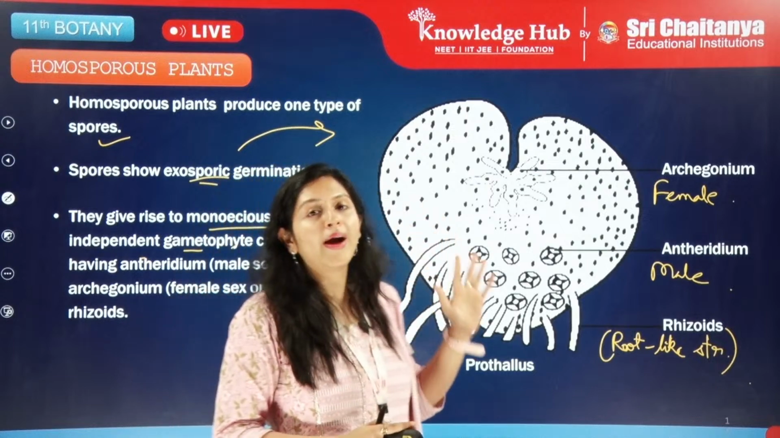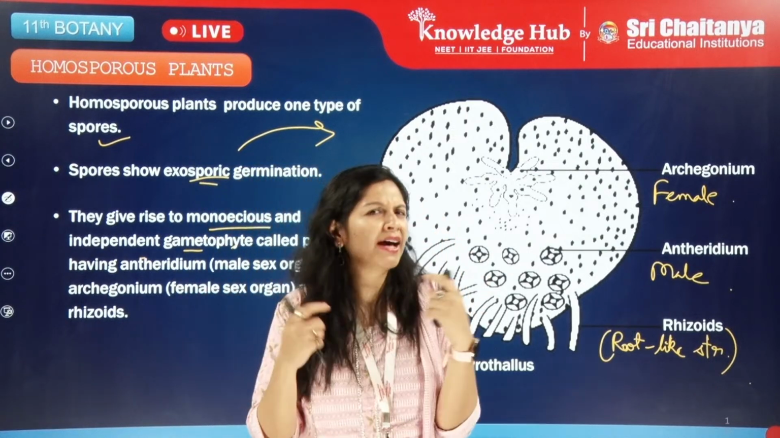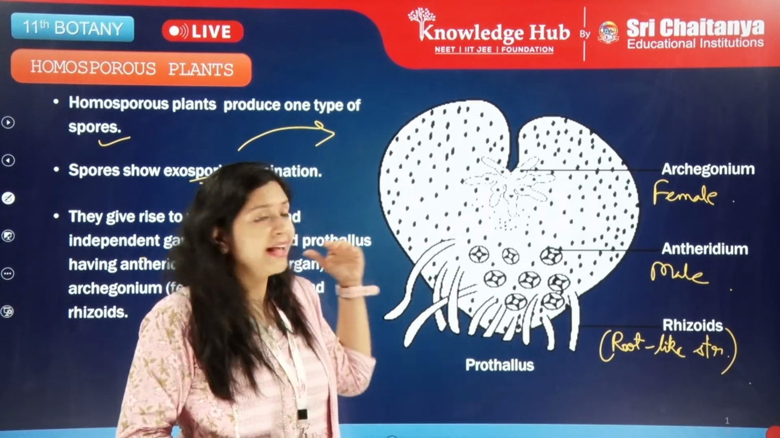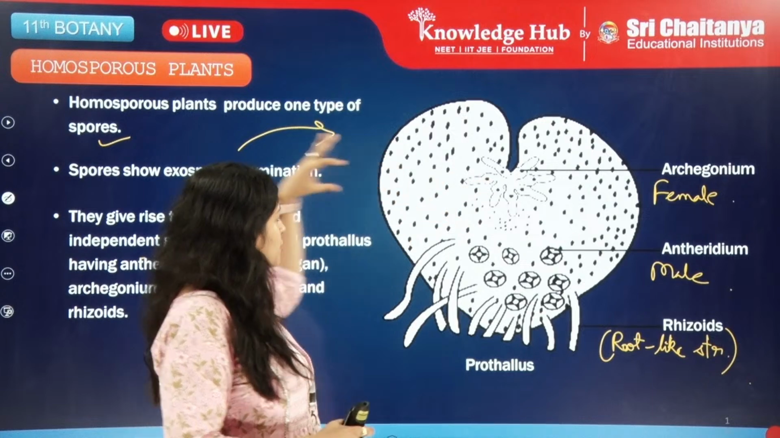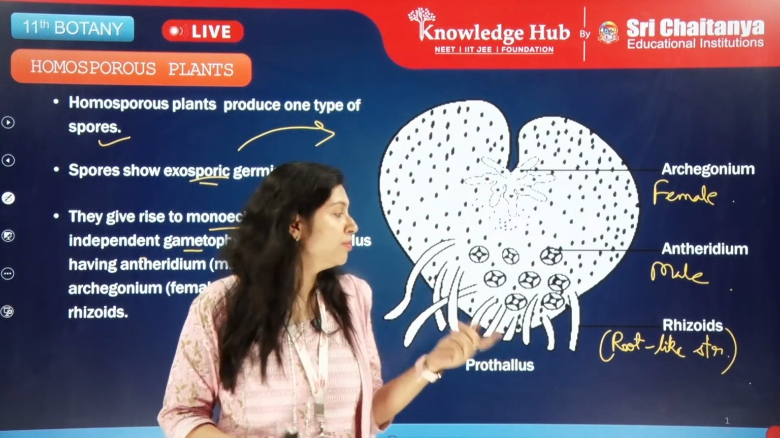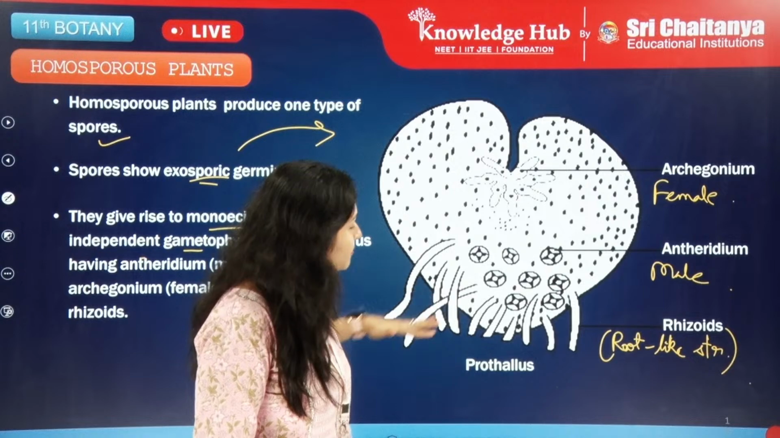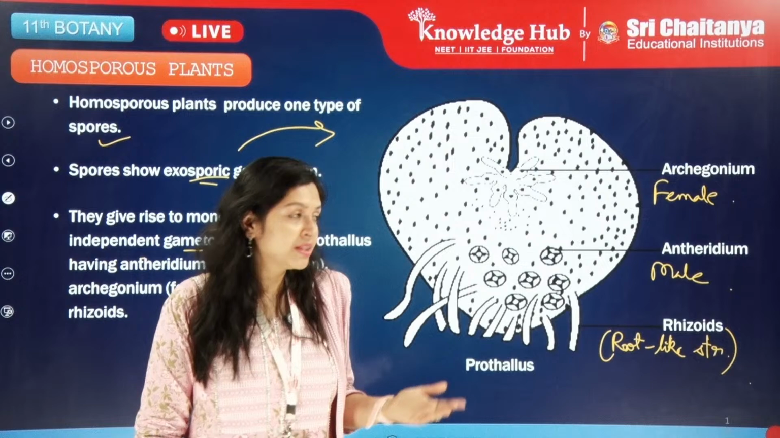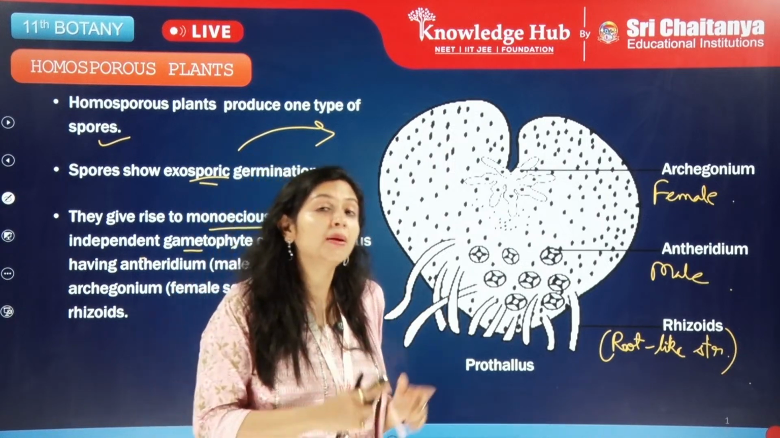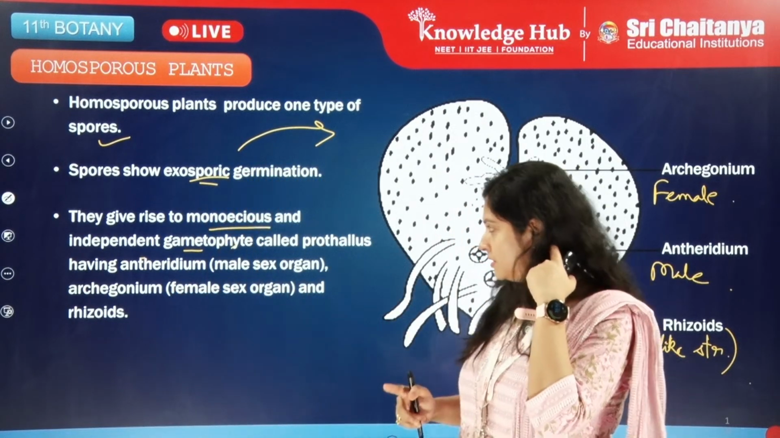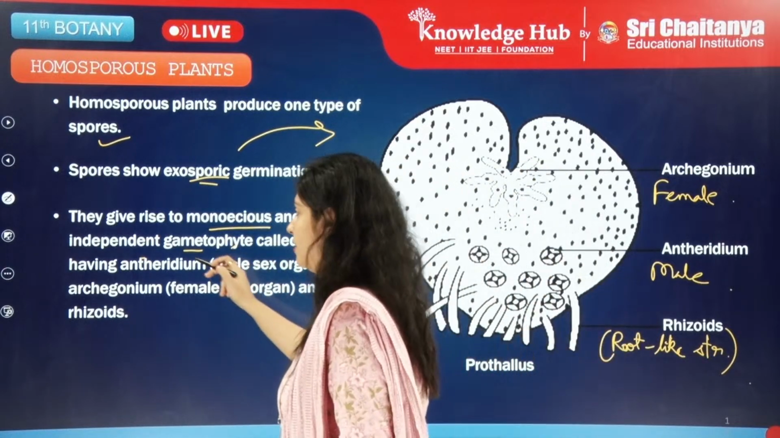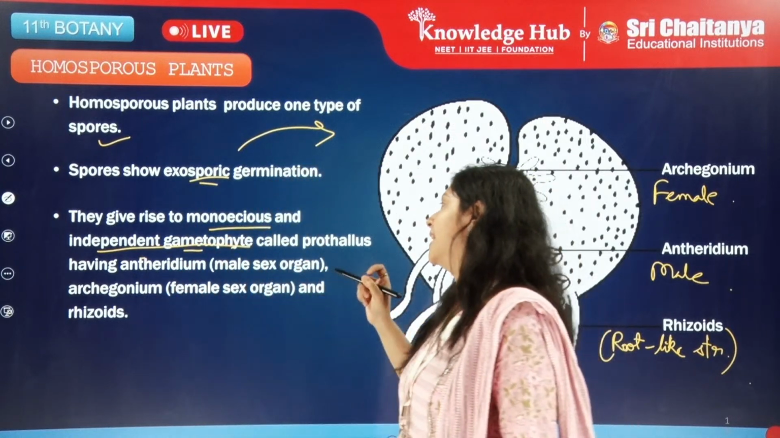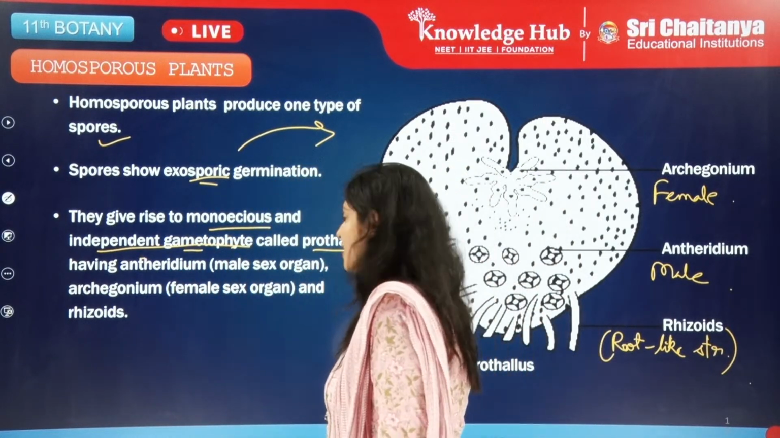Thallus means, see here, why is it a thallus? It's a thalloid-like condition. You don't have any different structure for the antheridium, any different part coming out of it for the archegonium, or a completely different part for the rhizoids. Everything is present in that single plant. Hence, we can call it a prothallus. Let's see further. They are giving rise to the independent gametophyte. This independent gametophyte is called a prothallus.